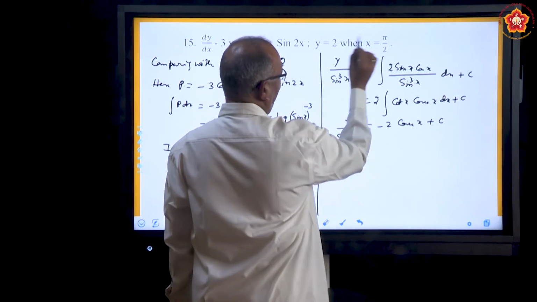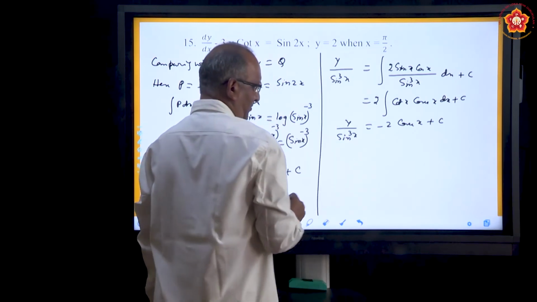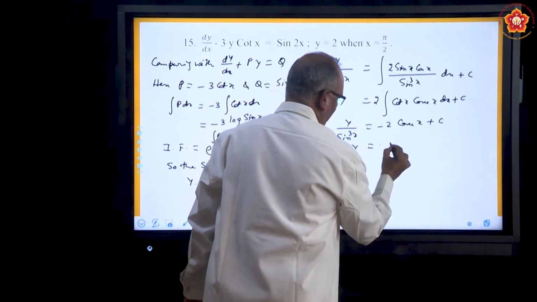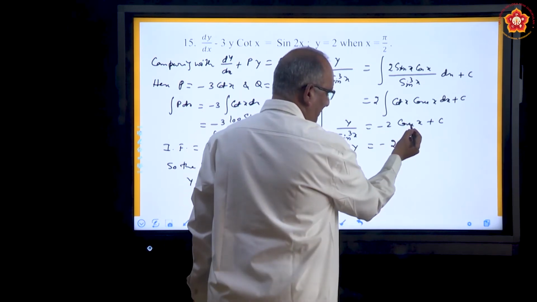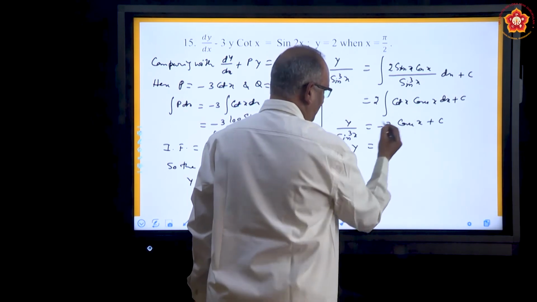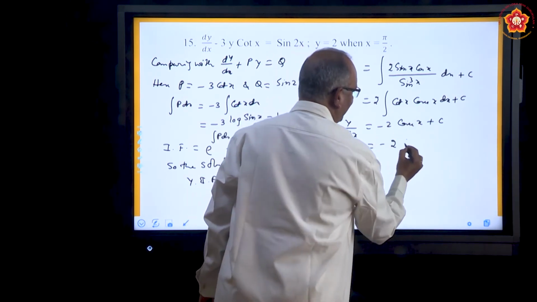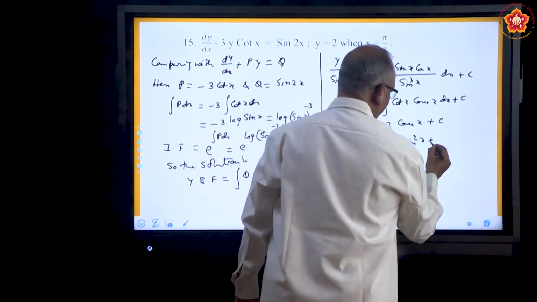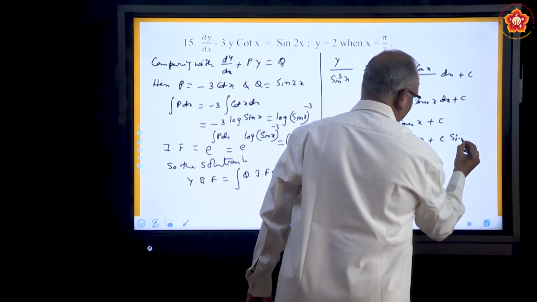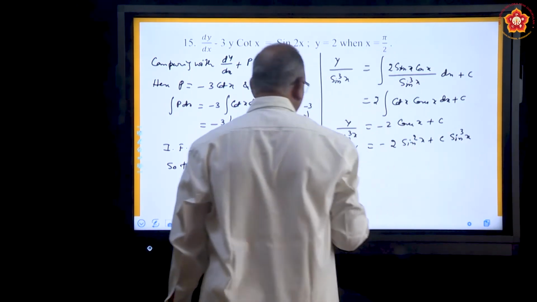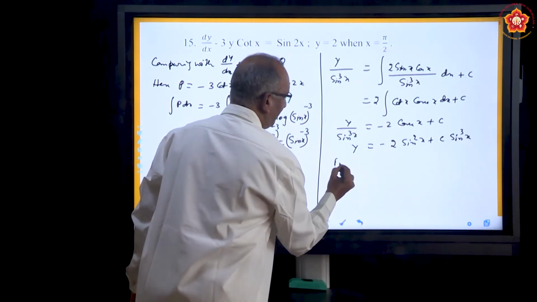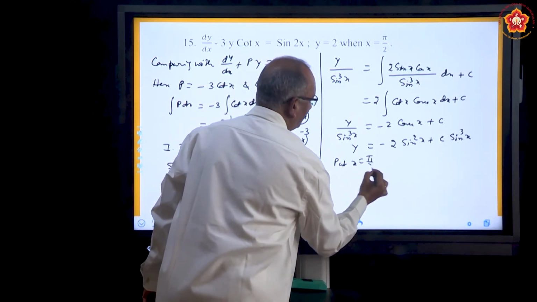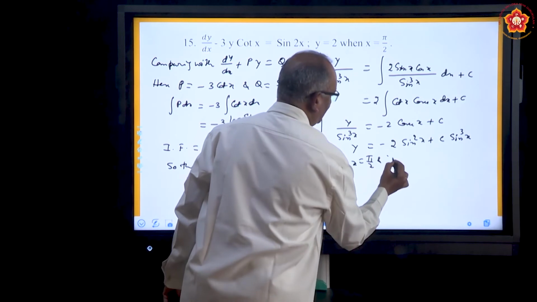He says when x is pi by 2, y is 2, or maybe just one step we will write and then substitute. So, this will be minus 2. Remember, cosec x is 1 by sin x. So, sin cube x by sin x will become sin square x plus c sin cube x. So, substitute, put x equal to pi by 2 and y equal to 2 in this.